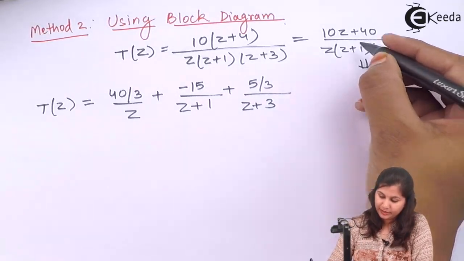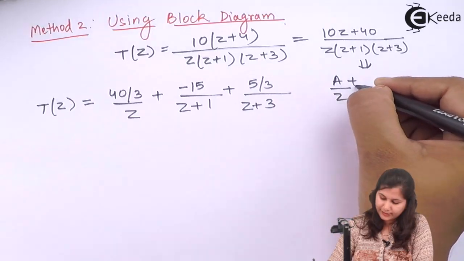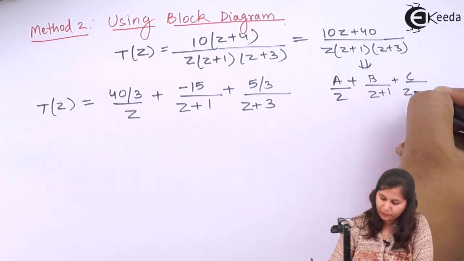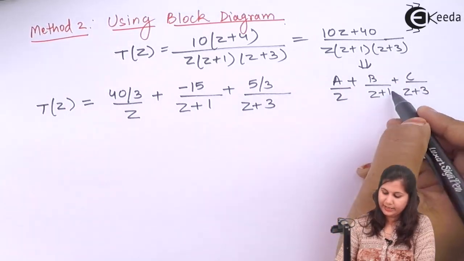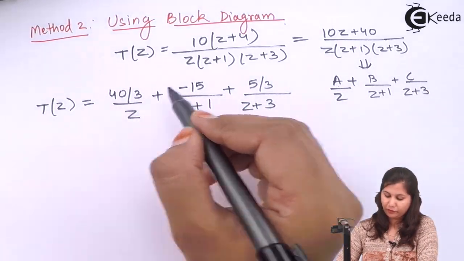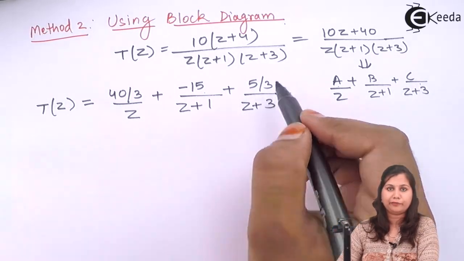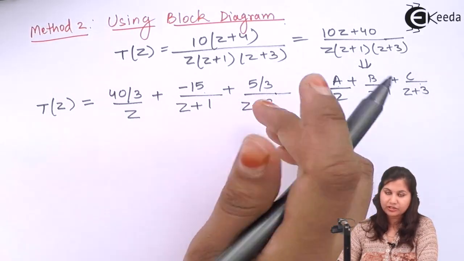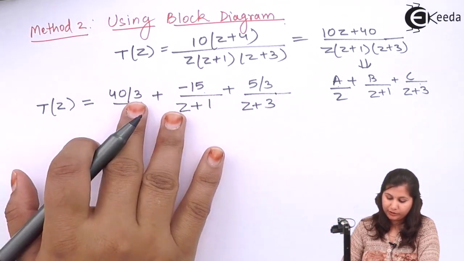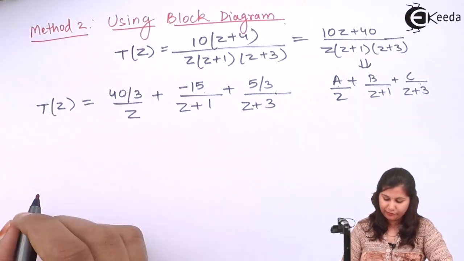How can we get it? We can write it as a upon z plus b upon z plus 1 plus c upon z plus 3, and then derive the values of a, b, c. A will be 40 by 3, b will be minus 15 and c will be 5 by 3. So these are the partial fractions of this transfer function. Now we can draw the block diagram by using these partial fractions.